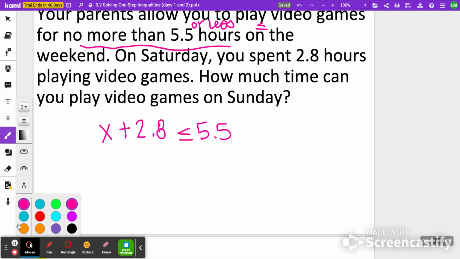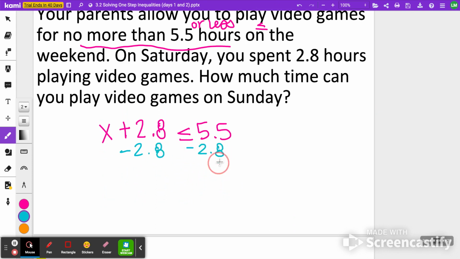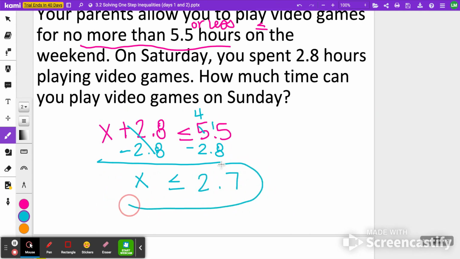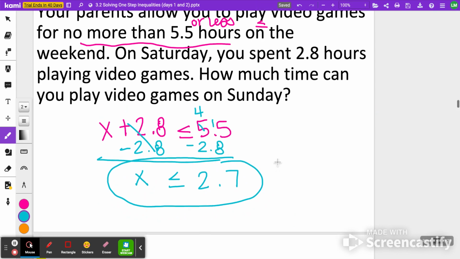Now that I've written my inequality, I can go ahead and solve it. I'm going to subtract 2.8 from both sides. These 2.8s cancel out, so I have x is less than or equal to 5.5 minus 2.8. If I have to borrow, I get 2.7. So I can play video games for no more than 2.7 hours.